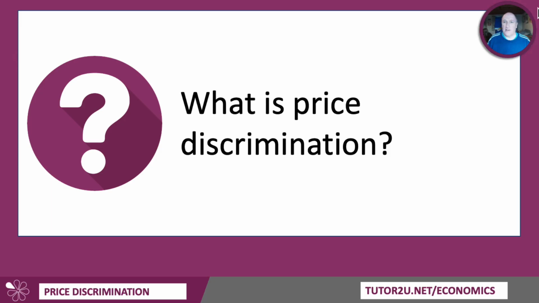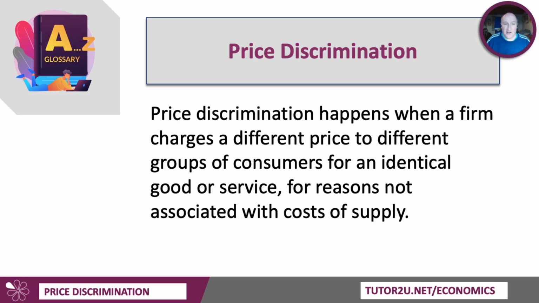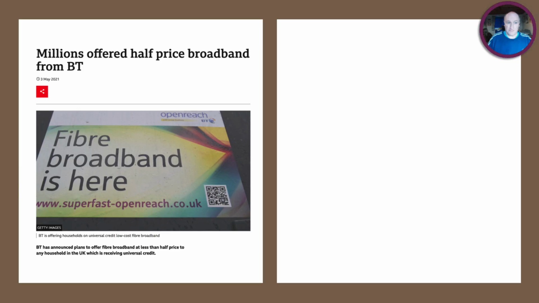So what is price discrimination? Well, discrimination is probably best defined as when a firm, a business, charges a different price to different groups or segments of consumers for what is essentially the same good or service. But the reasons for the price differences are not to do with differences in the costs of supply. So they're using some other metrics, some other characteristics. Instead of charging just one price for the same product, they charge multiple prices.